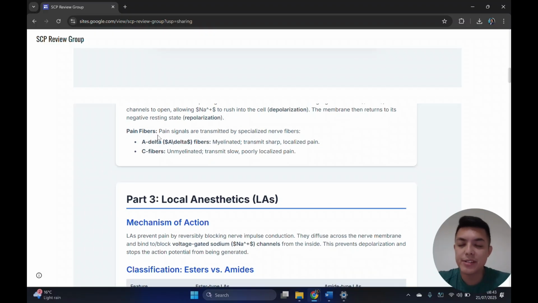Then pain fibers. So pain signals are transmitted by specialized nerve fibers. They are A delta and C fibers.